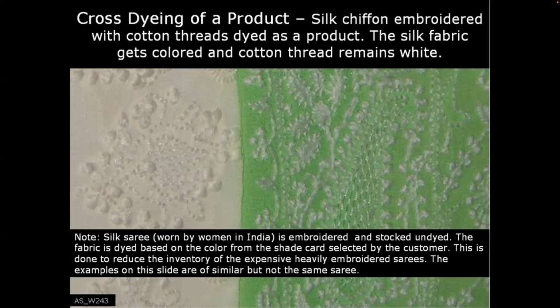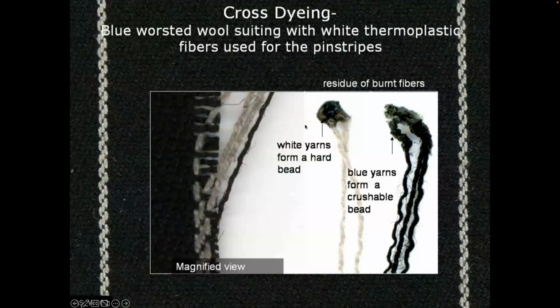So this is called cross dyeing, when you're trying to create a different color effect on the same fabric, which uses different types of fibers. So again, this is your raw fabric when you first make the fabric, and then you dye the fabric to this green, but the cotton yarns for the embroidery don't pick up any of the color. This is another good example of cross dyeing.